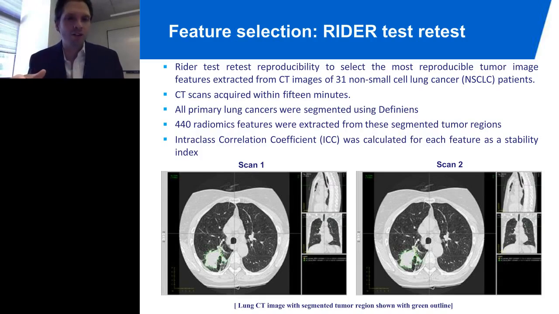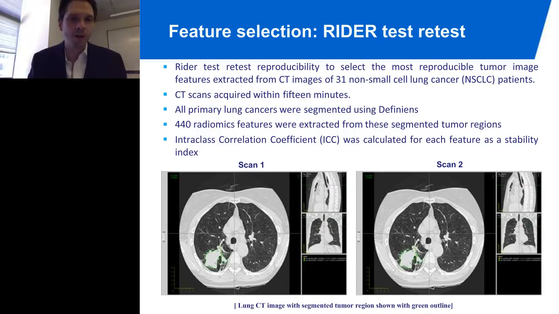So what we then did is we had these two scans available for the patient, and then we segmented both and we calculated features. So what we could do by this is we could say from all the features that we have, if they're not stable within 15 minutes, it's going to be very unlikely that they're going to be informative or robust. So we could remove them.